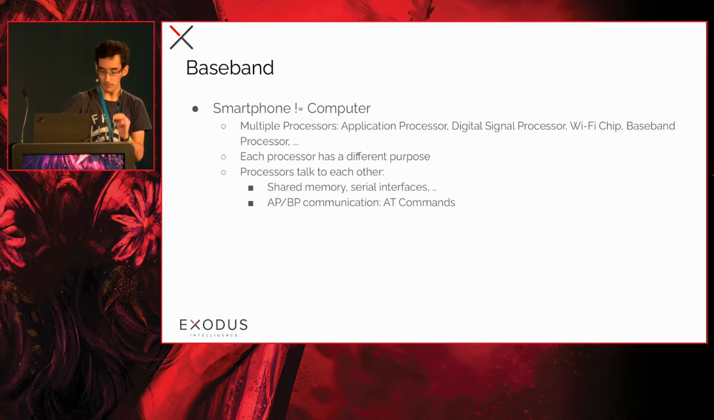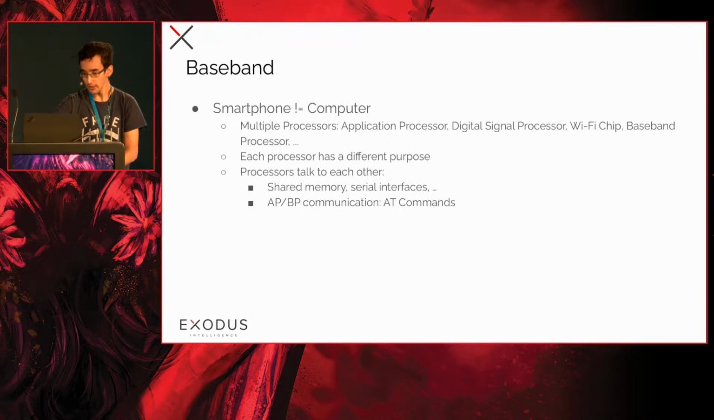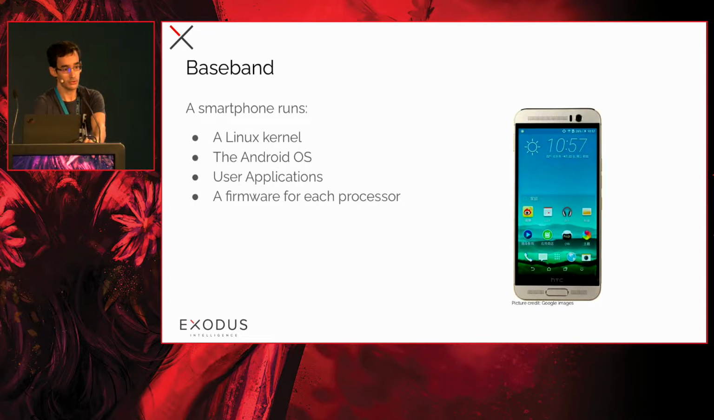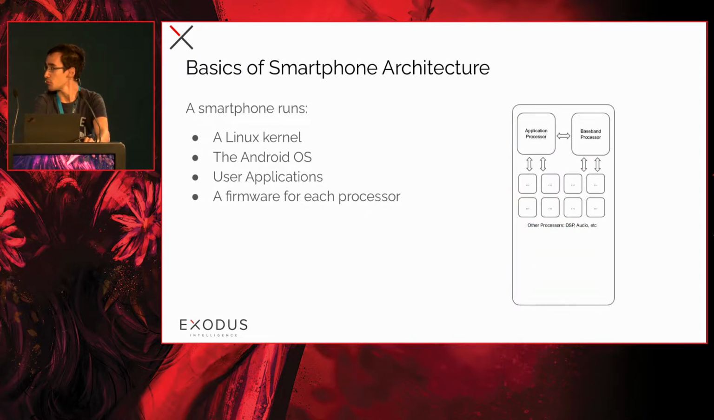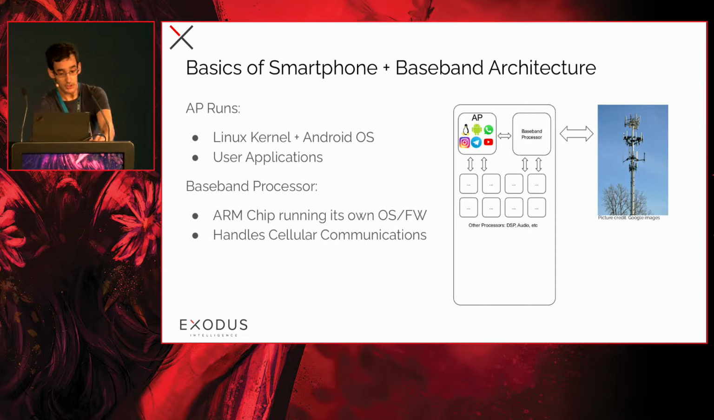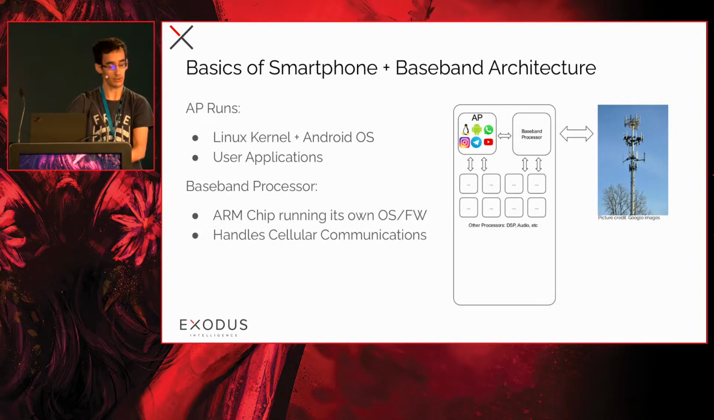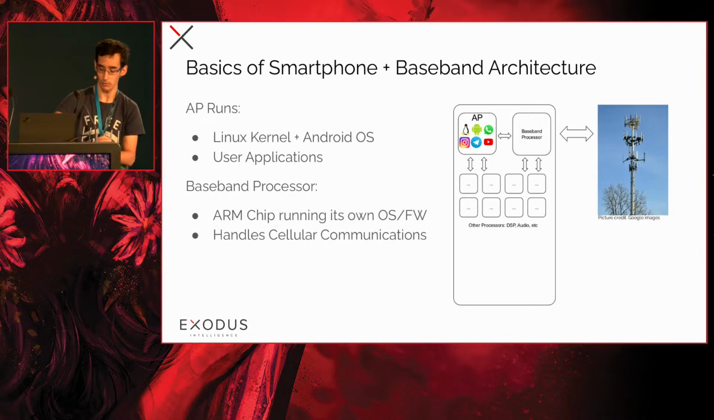The baseband processor and the application processor in a smartphone communicate using shared memory interfaces, as well as AT commands. So all in all, at the very minimum, a smartphone is going to be running a Linux kernel, an Android operating system, some user applications, and a firmware for each processor. The application processor is going to be running a Linux kernel and an Android operating system and any user application that you can think about, whereas the baseband processor is going to be an ARM chip in the case of this particular phone, running its own operating system or firmware.